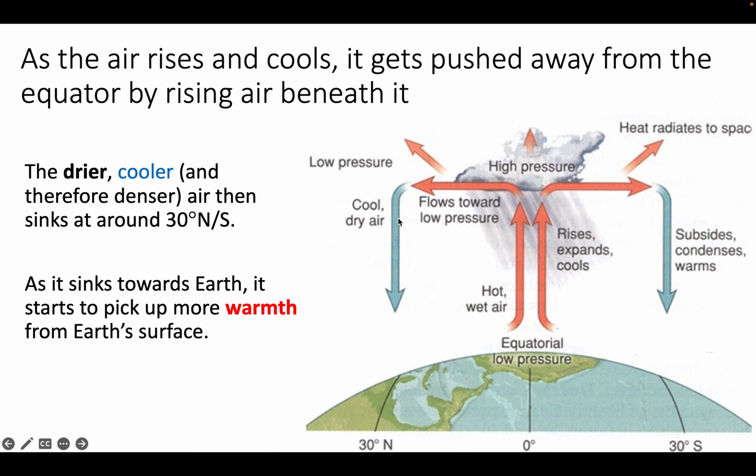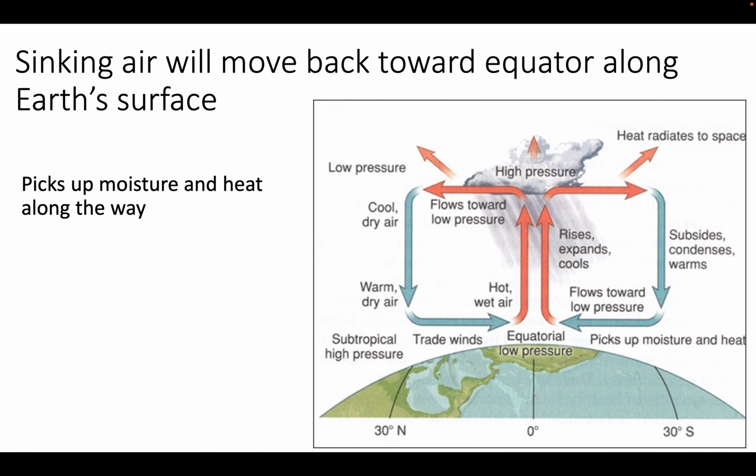So this dry, cool air is sinking at 30 north and 30 south, and as it sinks, it will start to pick up warmth radiating from the Earth's surface. Okay, and it hits 30 degrees north and south, and then it will start getting sucked back towards the equator because the warm air here has low pressure. It's less dense, so it creates kind of a vacuum that will suck in this cold air, and it cycles through over and over again. Okay, this whole process is driven by the convection and uneven heating of Earth's surface.